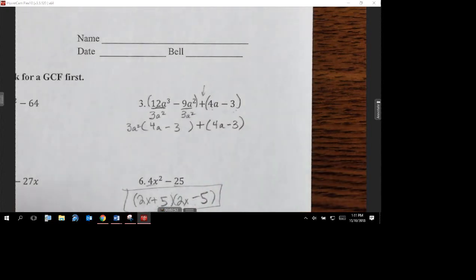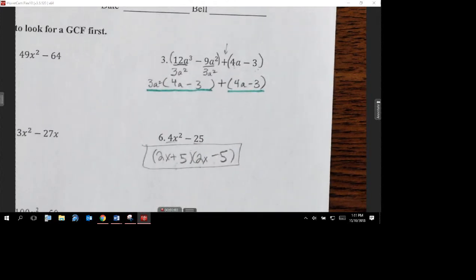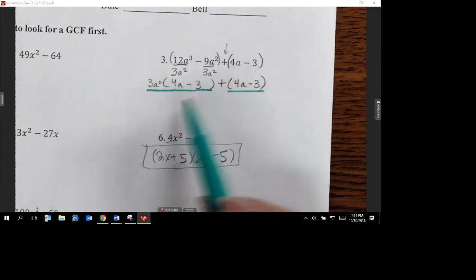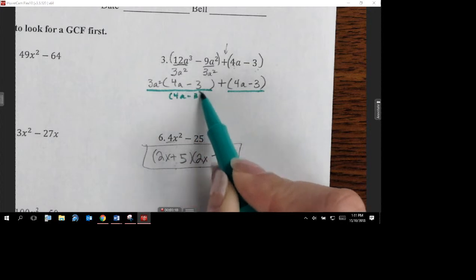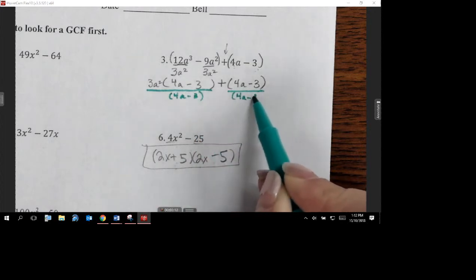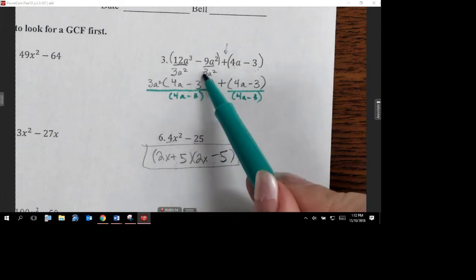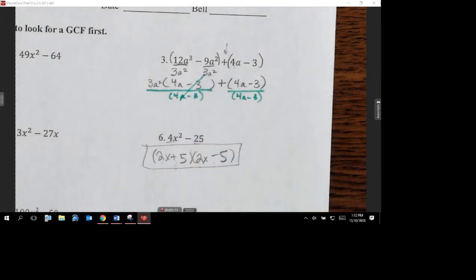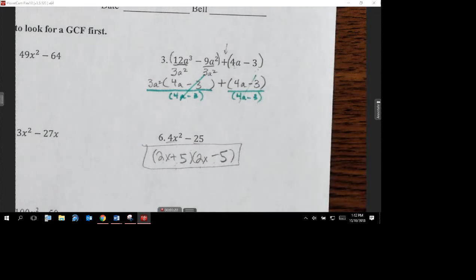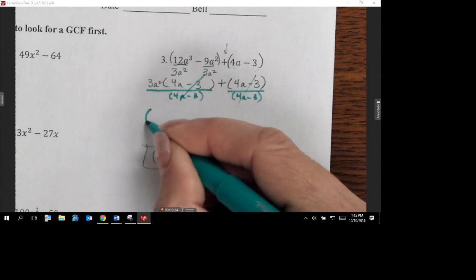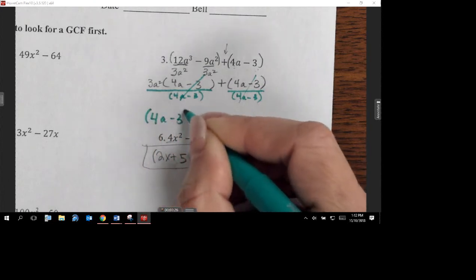Then our next step is to factor out the new greatest common factor, which I'm going to factor out from here and here. These are my new terms. What is in common above the lines that I just drew? 4a minus 3. So when I factor that out, that gets rid of the 4a minus 3 that's sitting there. Over here, it gets rid of the 4a minus 3 that's sitting here. When I factor it out, that 4a minus 3 goes in front, like undistributing.